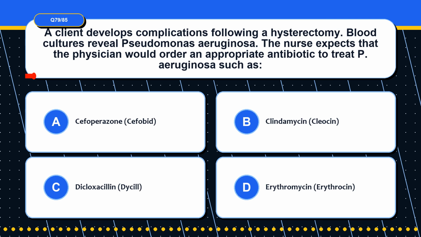Question 79. A client develops complications following a hysterectomy. Blood cultures reveal Pseudomonas aeruginosa. The nurse expects that the physician would order an appropriate antibiotic to treat P. aeruginosa such as, here are the options. Option A, cefoperazone, Cefobid. Option B, clindamycin, Cleocin. Option C, dicloxacillin, Dynapen. Option D, erythromycin, Erythrocin.